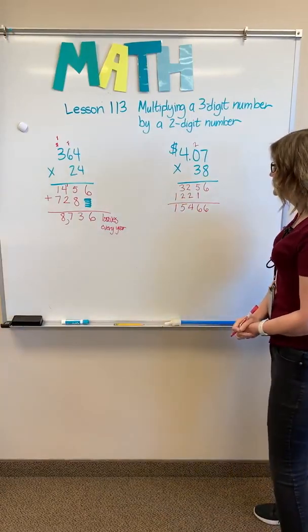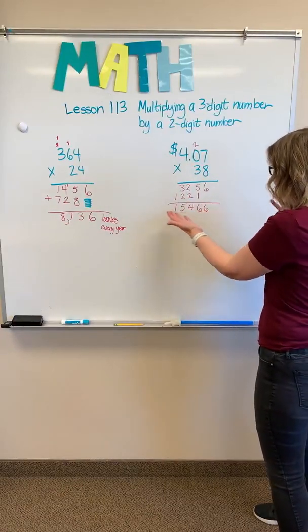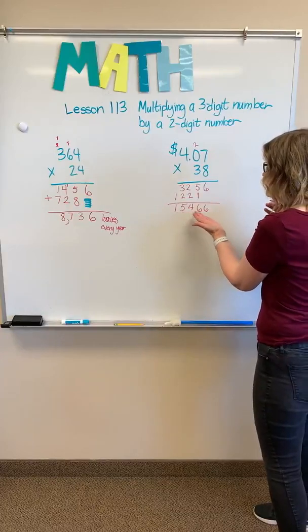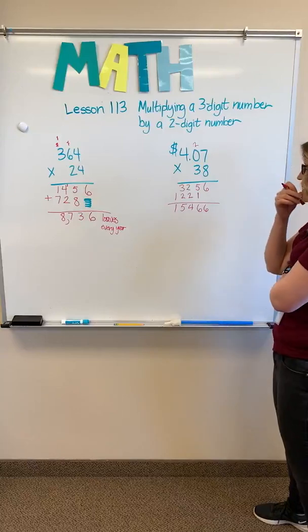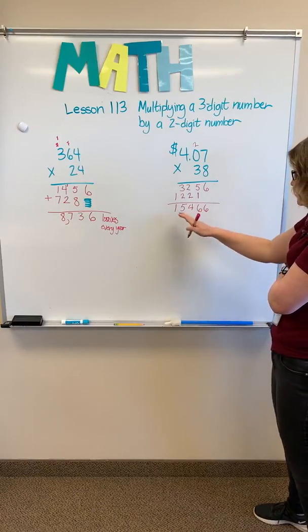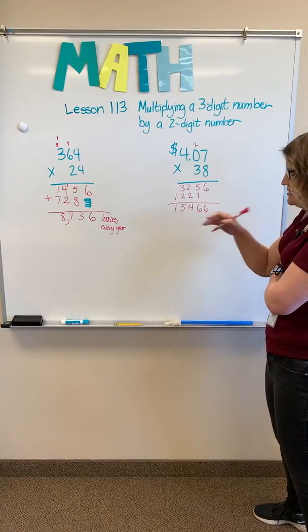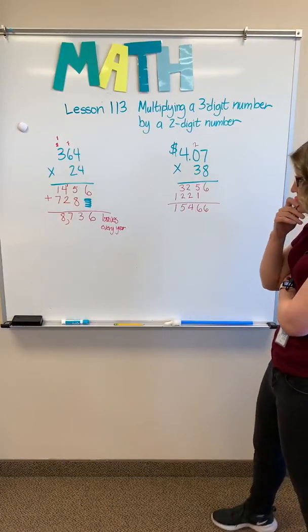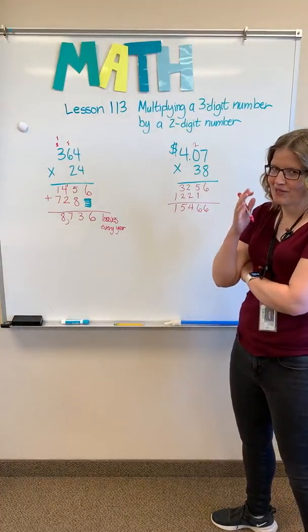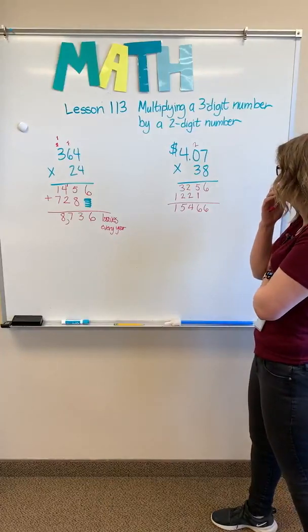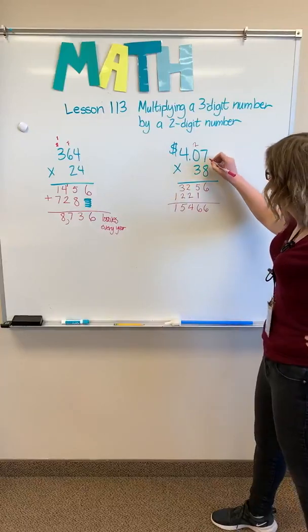Now, what do we do with this? We have 1, 5, 4, 6, 6. But I can't imagine Mrs. Jones spending $15,466 on dictionaries. What's happened here? We have failed to note the decimal.